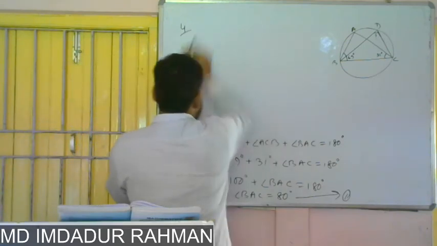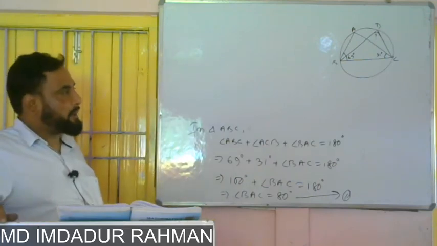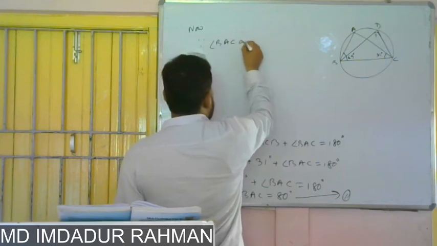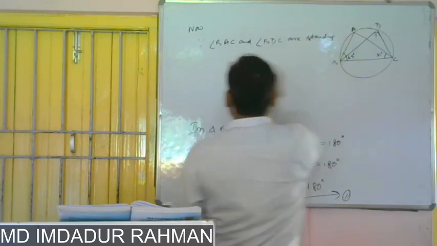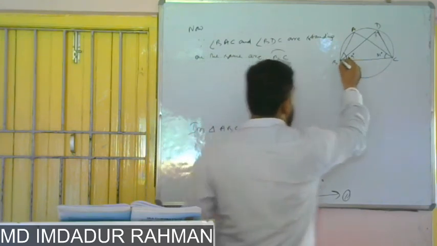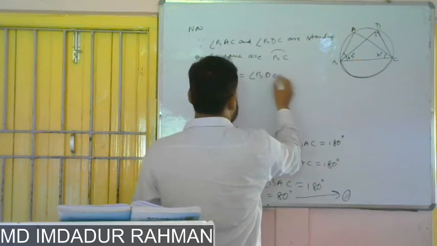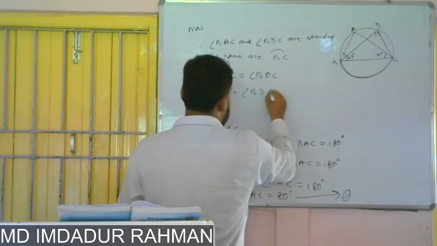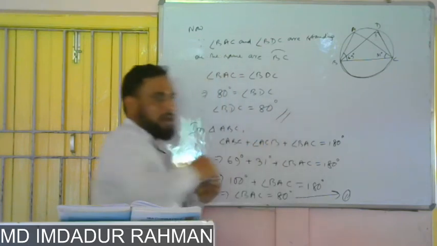Now you use the theorem that angles subtended on the same arc are equal. So since angle BAC and angle BDC are standing on the same arc BC, we can say that angle BAC is equal to angle BDC. What is the measure of angle BAC? 80 degree is equal to angle BDC. Therefore, angle BDC is equal to 80 degree. This was your required question.